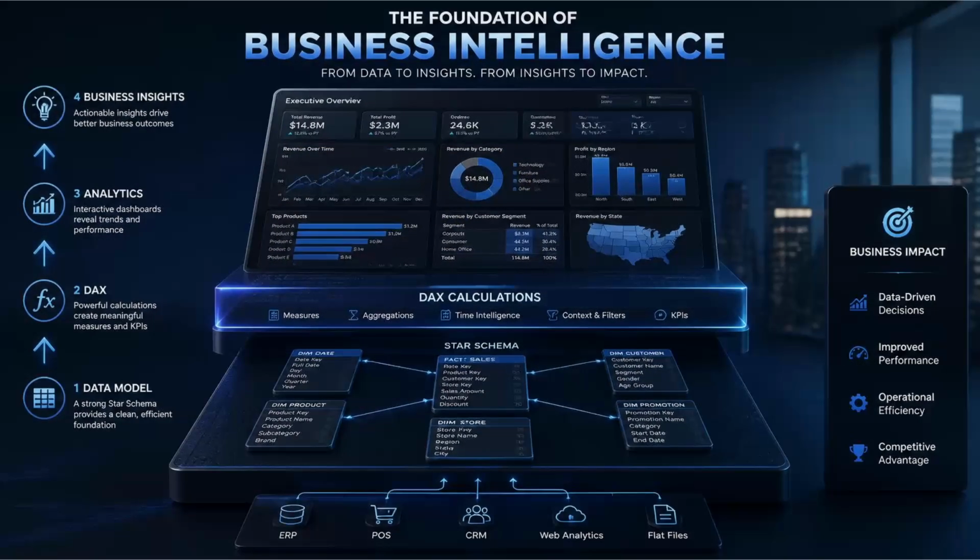So let's quickly summarize what we have learned today. Data modeling is the foundation of a successful Power BI solution. Fact tables store business events and measurable values. Dimension tables provide descriptive information. Relationships connect these tables together. And the star schema provides a clean and scalable structure for Power BI models.